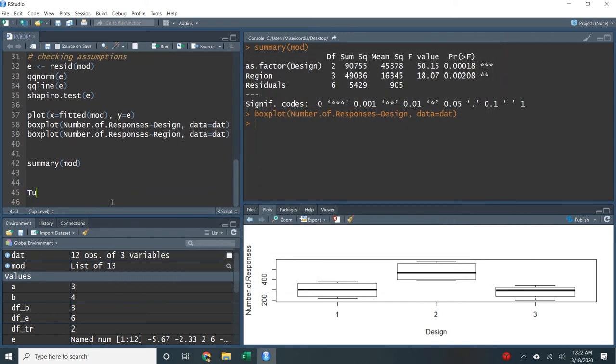So real quick, let's go on and follow up with Tukey's HSD. So remember, in Tukey's HSD, we can give it this model, number of responses.